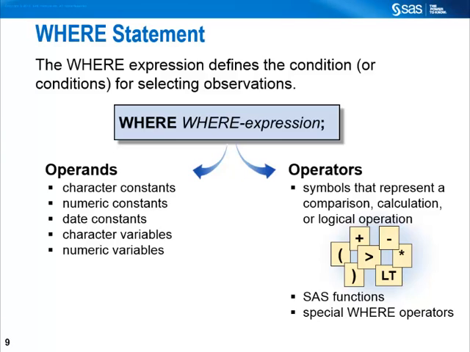The where statement: the where expression defines the condition or conditions for selecting observations. Operands are the variables or the constants where the operation happens. Operators are responsible for the operations being performed. Operands are character constants, numeric constants, date constants, character variables, or numeric variables. Where operators are symbols that represent a comparison, calculation, or logical operations. SAS functions are a special where operator.